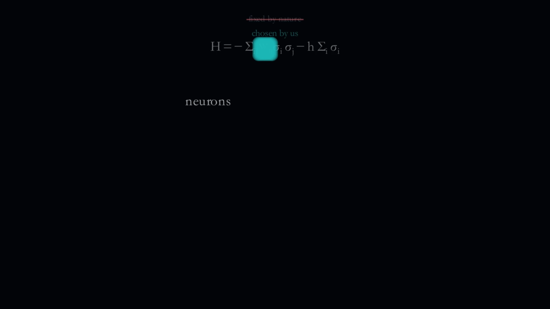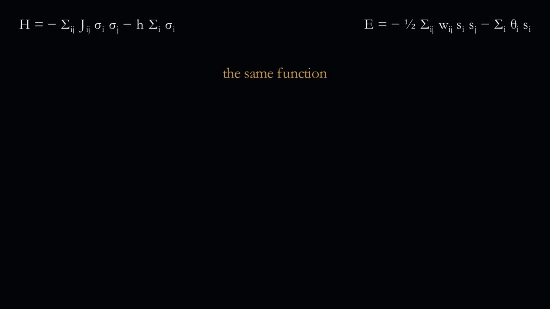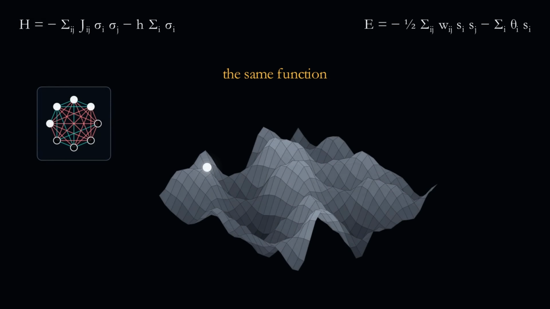Rename the pieces. The spins become artificial neurons. On or off. The couplings become weights. A positive weight pushes 2 neurons to agree. A negative weight pushes them apart. A 0 weight means they ignore each other entirely. That's the whole vocabulary. And the energy of this network is the same function, same shape, different letters, which means it has a landscape, and the network rolls down it, exactly like the iron did.